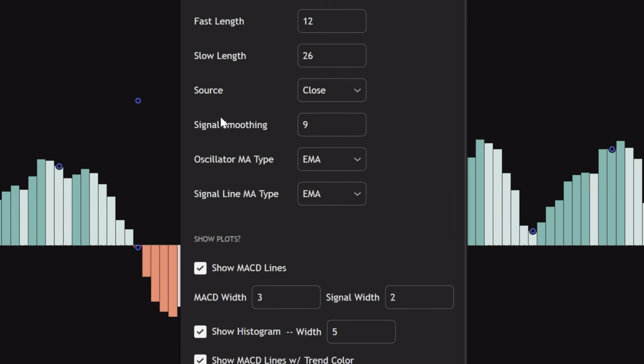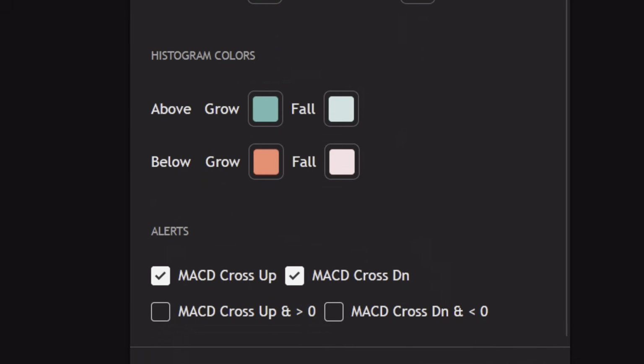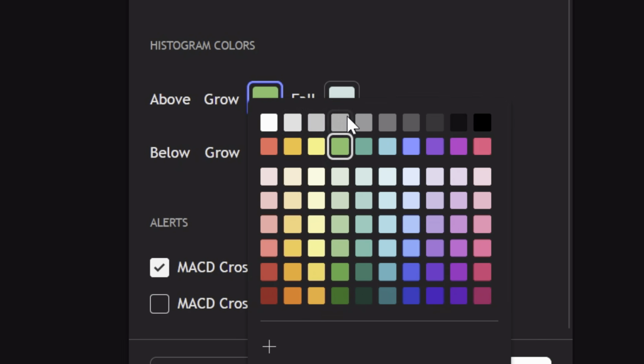Now in the Inputs tab, this is crucial. Fast length 150, slow length 300. These numbers are not random. We use 150 and 300 because they filter the short-term noise that confuses amateur traders and show you the real directional pressure underneath price action. Disable the MACD line and the signal line in the inputs as well. For colors, histogram bars above 0 go green, below 0 go red. Simple, binary.